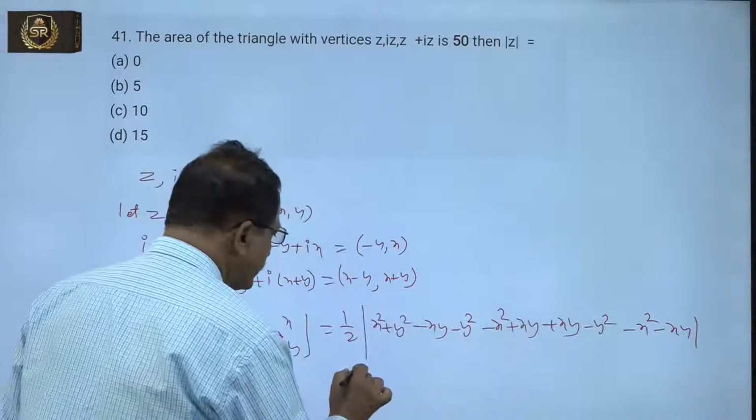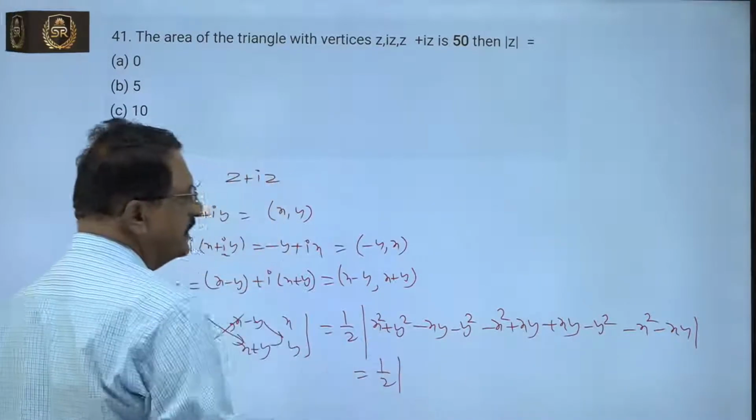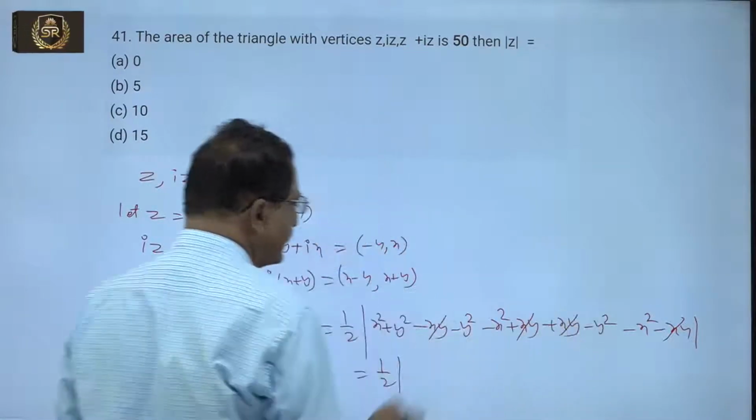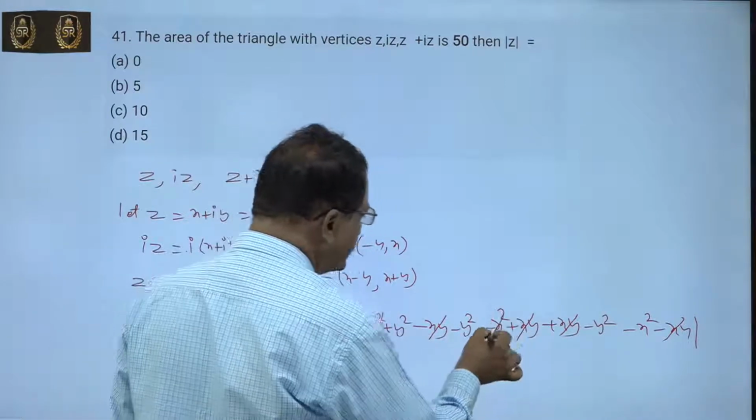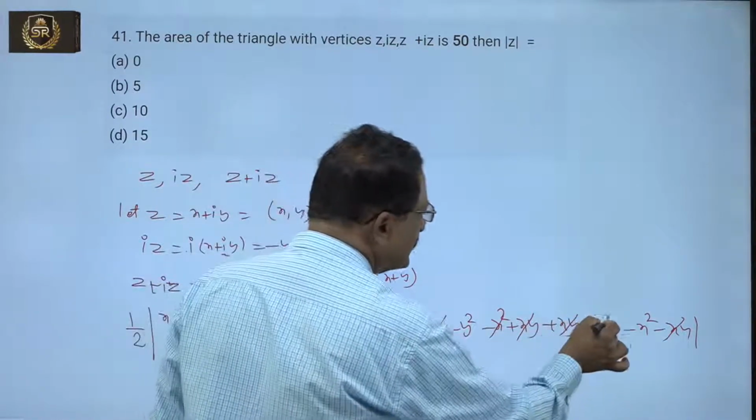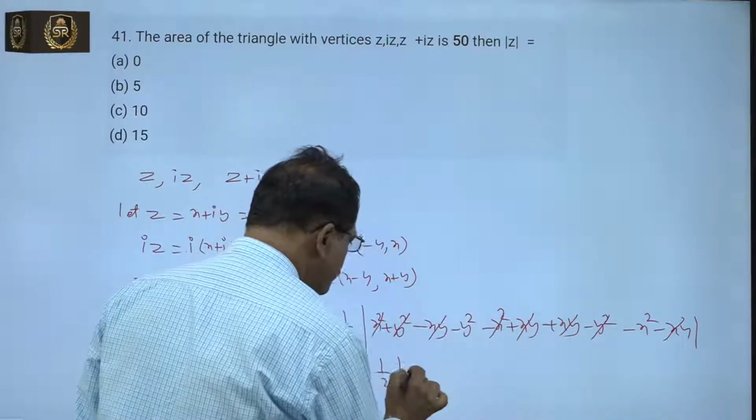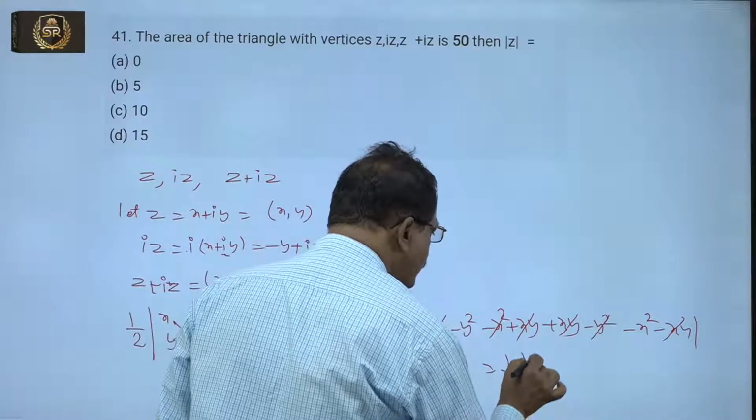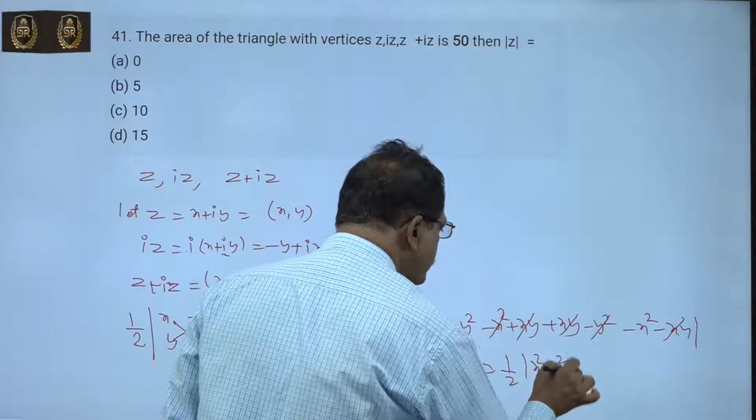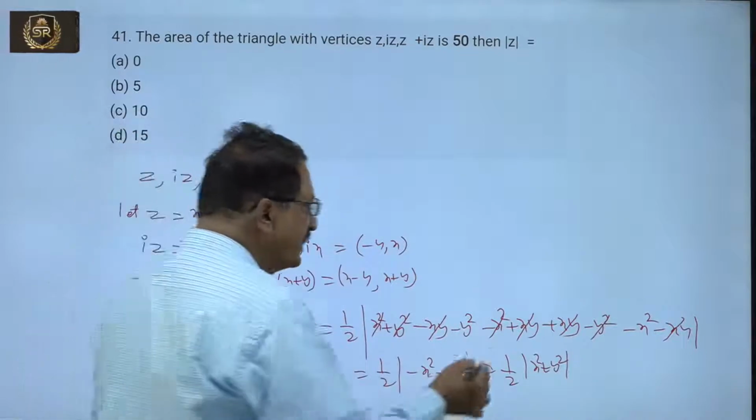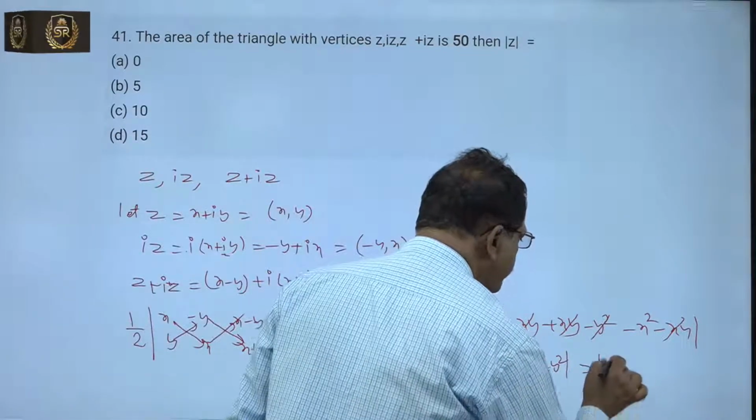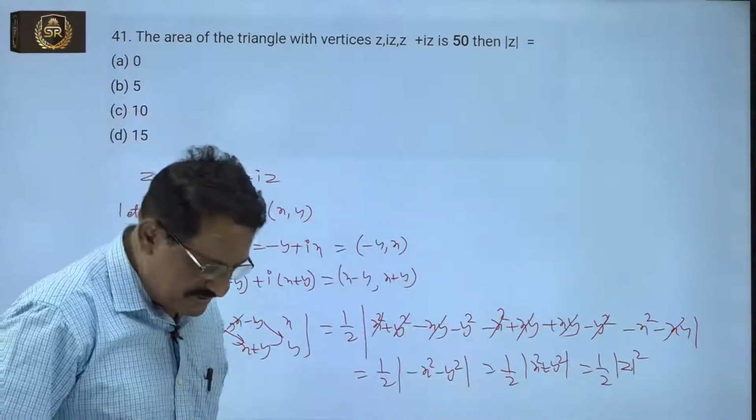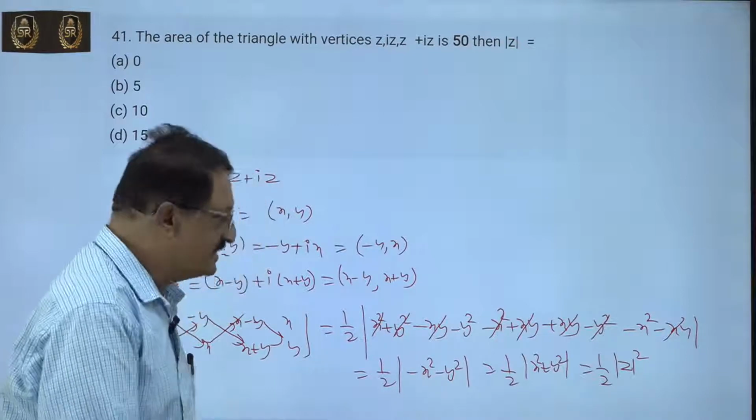The area equals half into, simplify, see it here: minus xy plus xy cancel, minus xy plus xy cancel. Next, plus x squared minus x squared cancel, plus y squared minus y squared cancel. Remaining values are minus x squared minus y squared, so that equals half into the mod of x squared plus y squared, because modulus is always a positive quantity. Now it is nothing but half into mod z whole squared, because mod z equals the square root of x squared plus y squared.